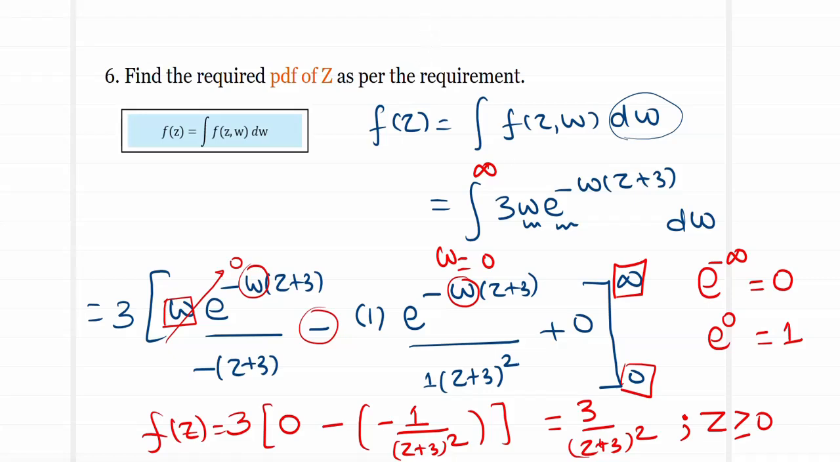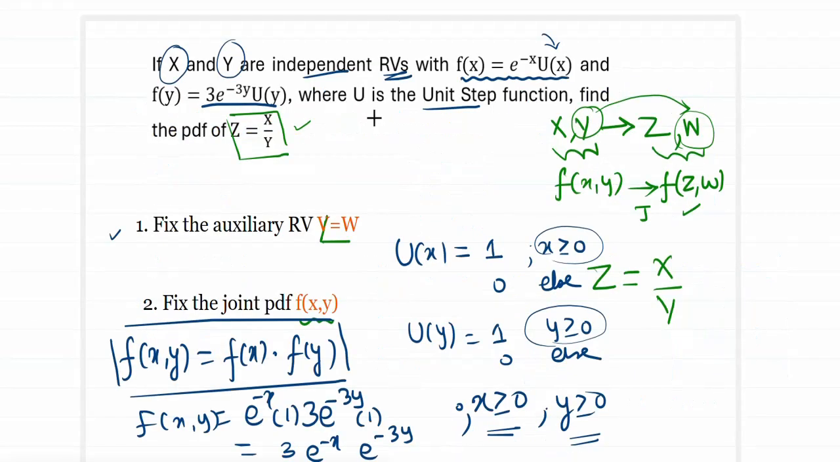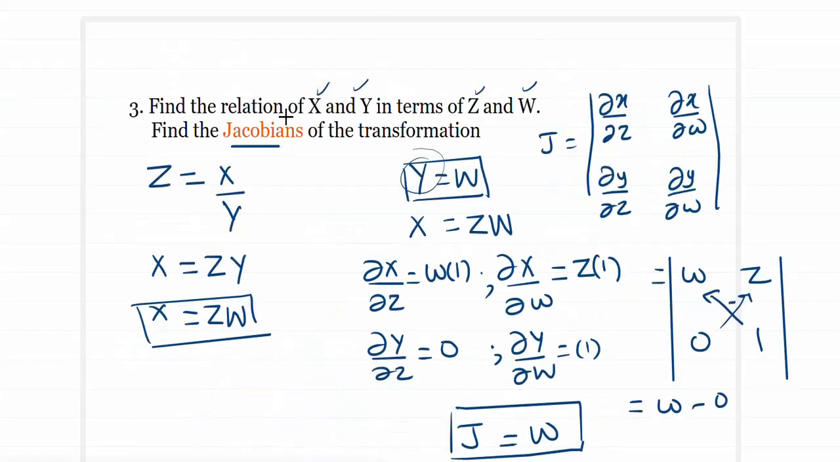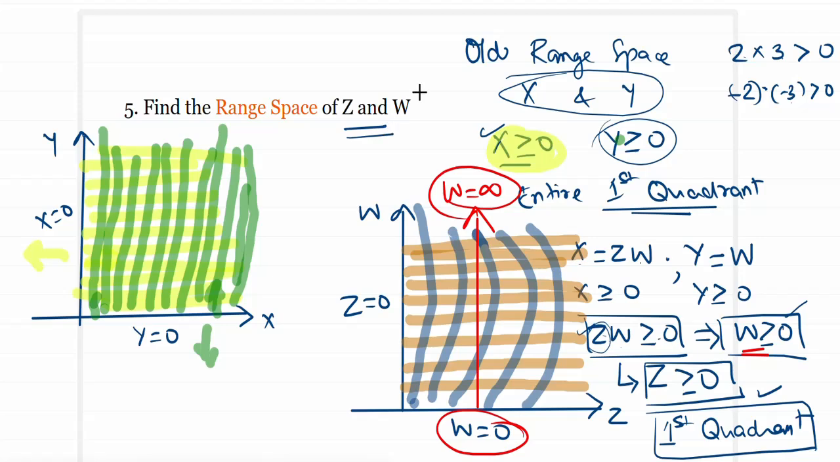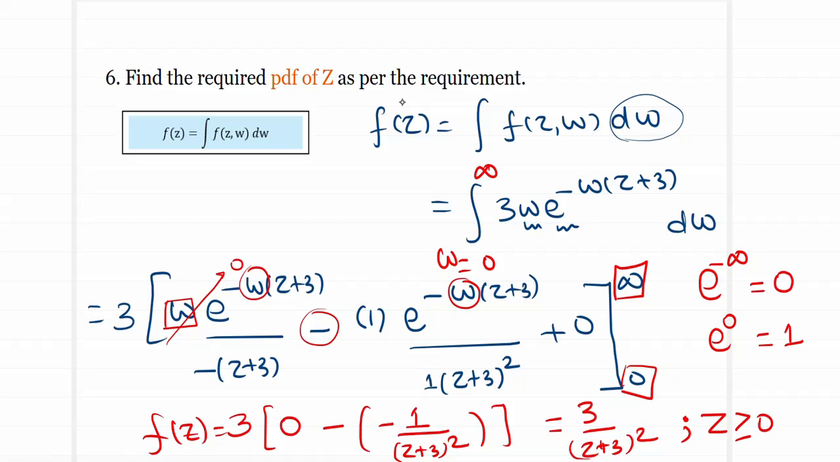So quickly recollect all the 6 steps. First, fix the auxiliary random variable. Next, find the joint PDF making use of the condition that x and y are independent, which means f of x into f of y is going to be the formula. Now find the relationship of the new variables in terms of the old variables and then find the Jacobian of the transformation. Now the formula for the transformation is f of z comma w equal to Jacobian times the old function f of x comma y. Next, move on to find the range space of the new variables based on the range space of your old variables. And last, find the required PDF of the variable as per the requirement by fixing the formula for the marginal density functions. Thank you.